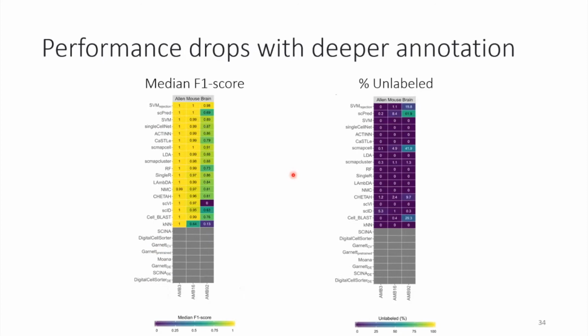Okay. The next data set we looked at is data from the Allen mouse brain. The reason we included this data is that you have one data set that's annotated at 3 different levels. At the very highest level, they only differentiate between inhibitory neurons, excitatory neurons, and non-neuronal cells. So that's, again, a very easy task. And what you see here is that all classifiers do well on this problem.